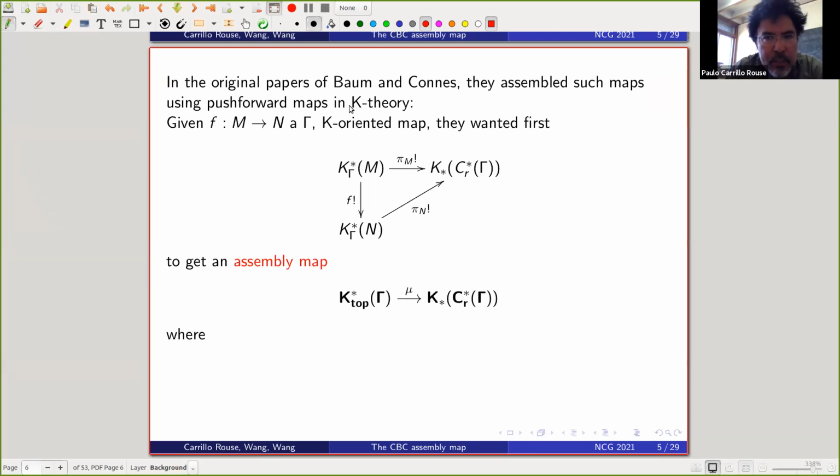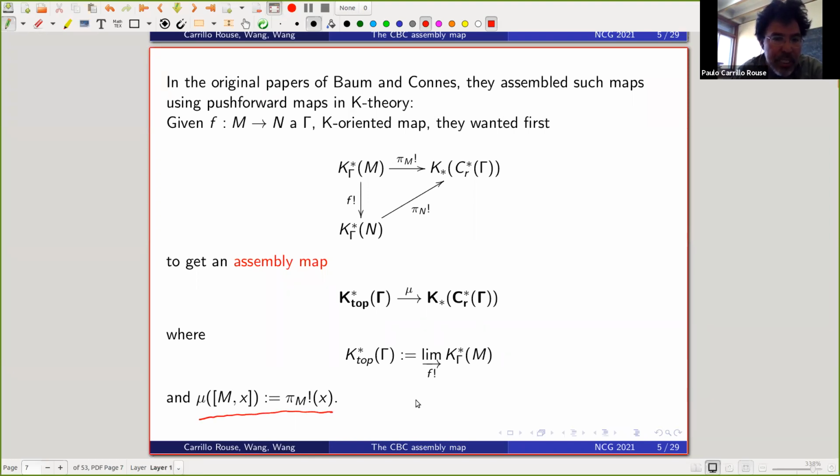So they were interested in assembling these maps to obtain an assembly map, where this left-hand side was defined as a limit. You take all the possible M and N, well, not all possible, but K-oriented maps, and then you take a limit somehow using these push-forwards. And if you manage to do that, then you get an assembly map defined exactly as the push-forward associated to the projection from M to a point, so this is again the projection to a point seen as an equivariant map. Okay, this is what the beginning of those papers looked like.